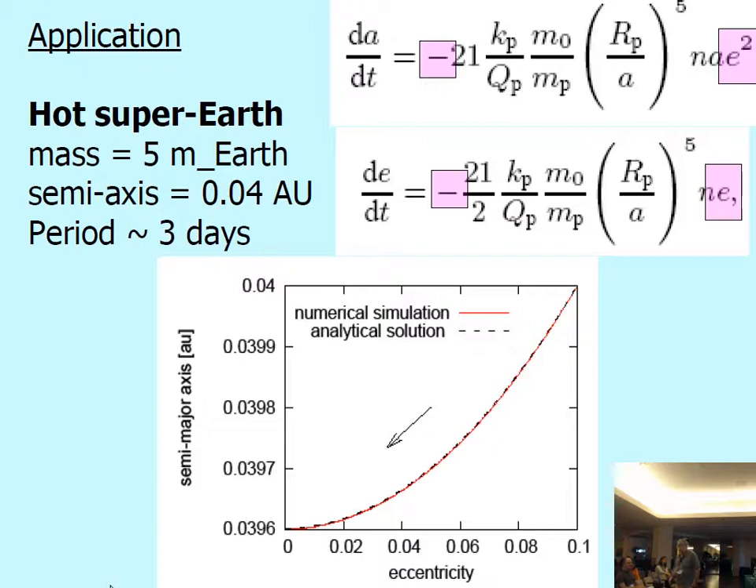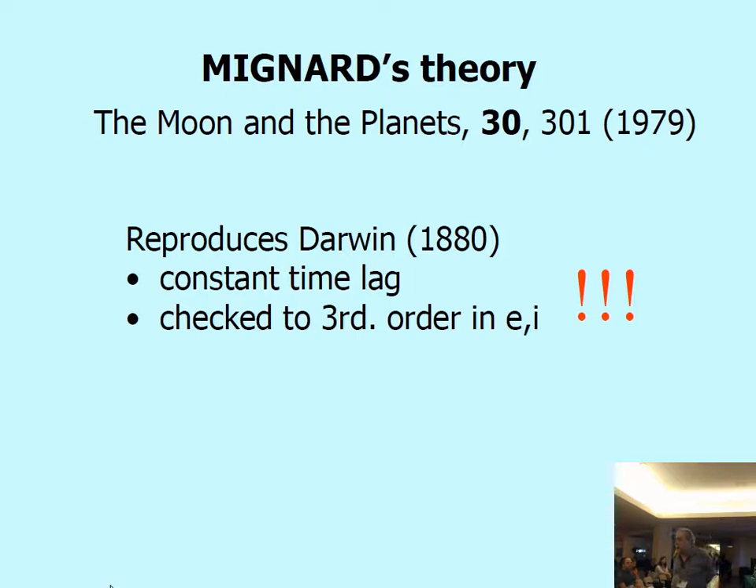Let's continue. What happens if I have two planets? If I have two planets, I also have a problem. The equations exist, but they are not friendly. How to study a problem in which I have simultaneously tidal effects and interaction of one planet and another planet? In that case, it's better to look for a different approach. This different approach is the theory proposed by Mignard, 99 years after Darwin.